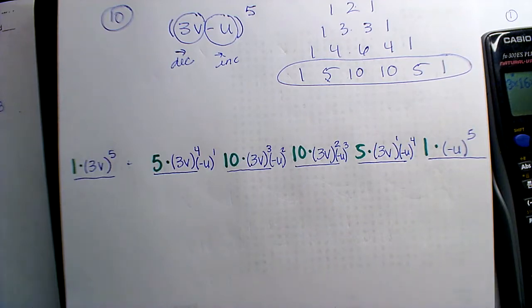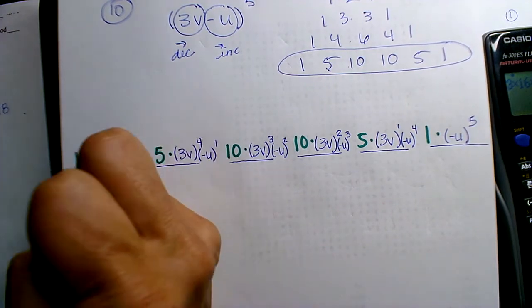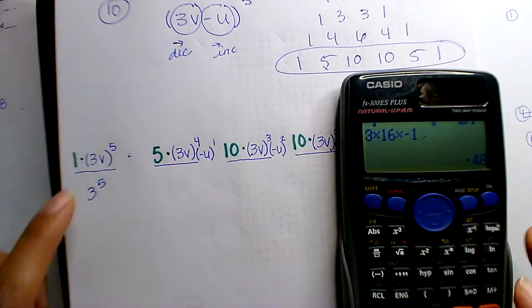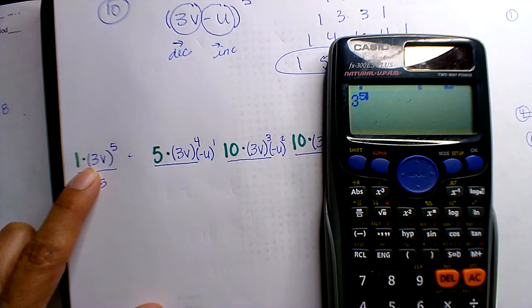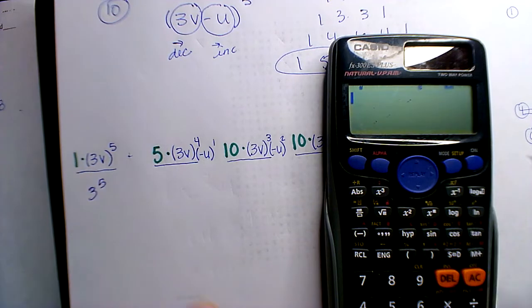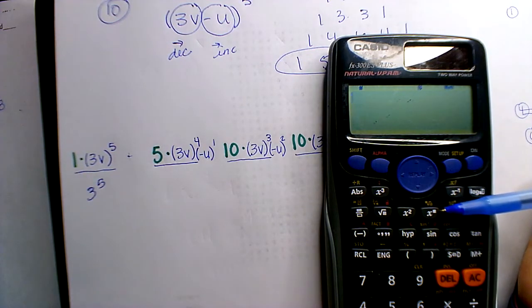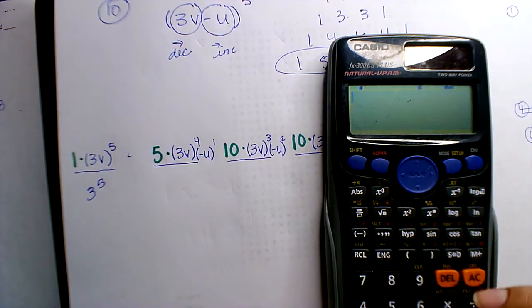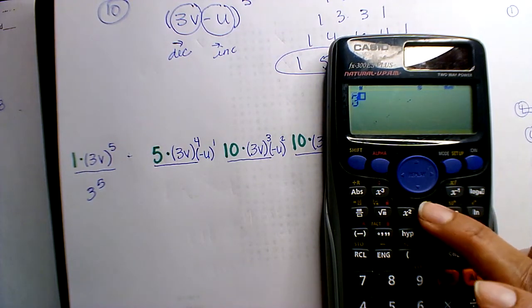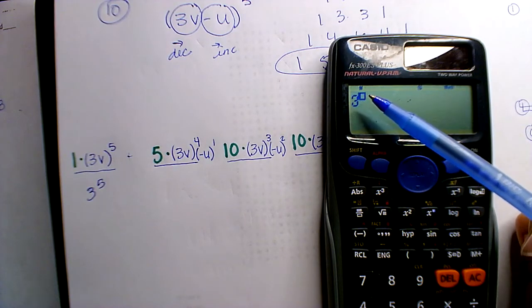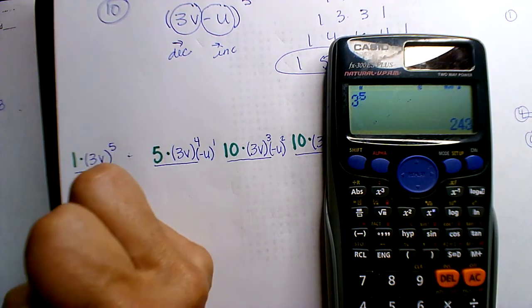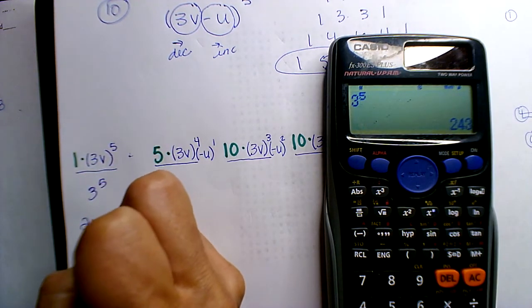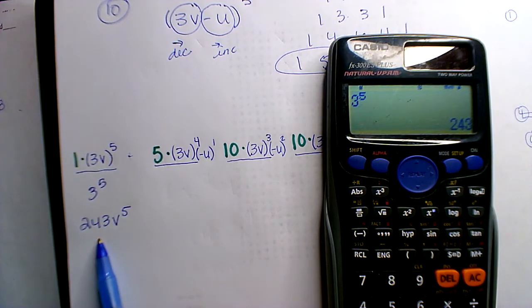Okay, so you have 1, and then you have 3 to the 5th. You have to figure out what 3 to the 5th is. You have this button here with the little square, the dark square, white square. So 3, click that button, and then you type in the exponent that you want. I click 5, and I get 243. So this is 243 v to the 5th. That's my very first term.